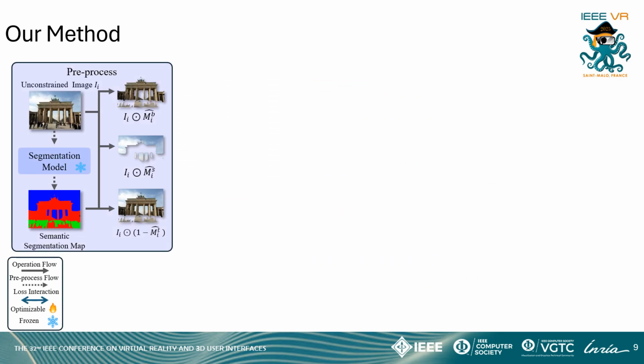Now, we explain our proposed approach in detail. Given an unconstrained image, we first pre-process the image using a vision segmentation network, dividing it into three parts: buildings, sky, and others. The others are considered transient occluders. Unlike previous methods, we no longer predict the transient mask through learning-based methods.